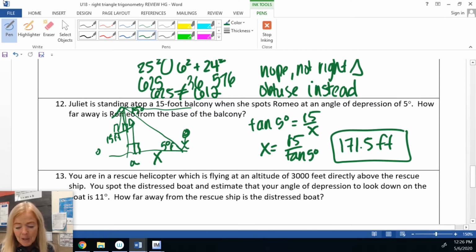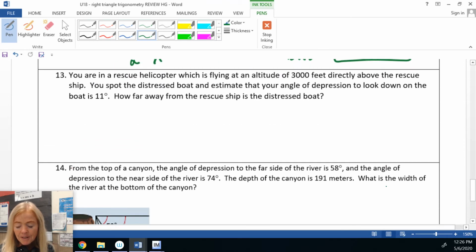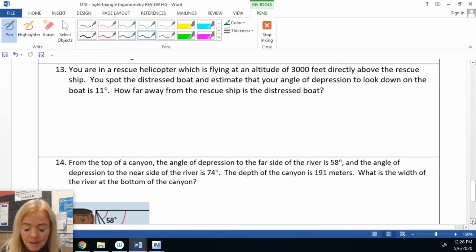All right. Number 13. You are in a rescue helicopter, which is flying at an altitude of 3,000 feet directly above the rescue ship. All right, so here's my helicopter.